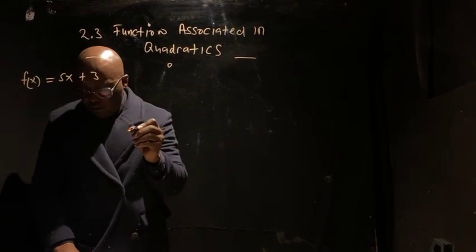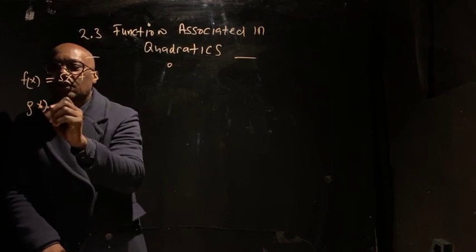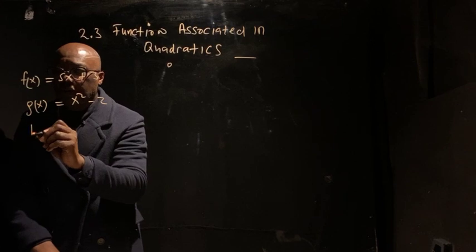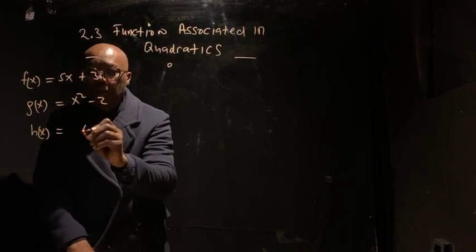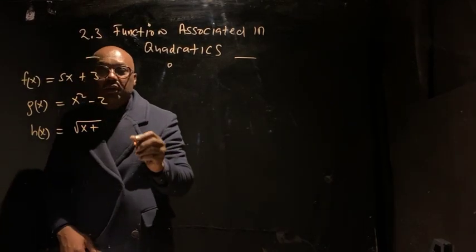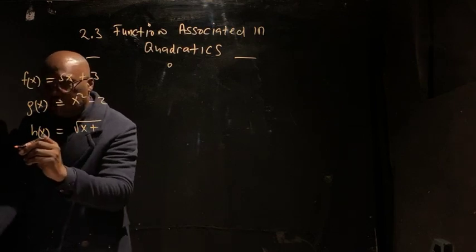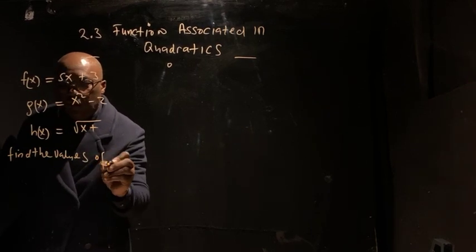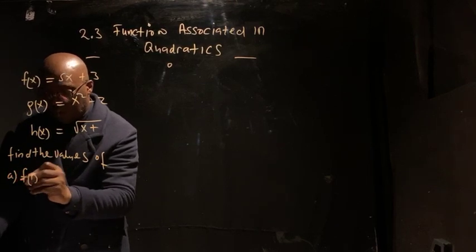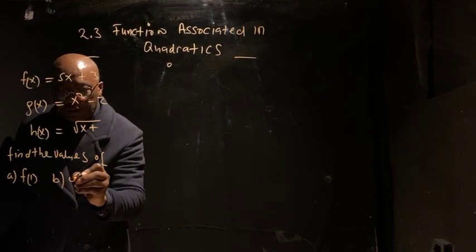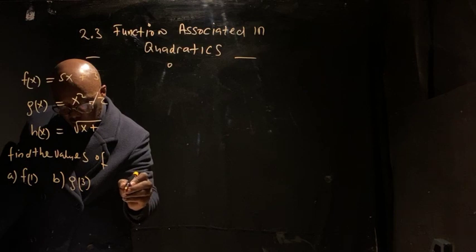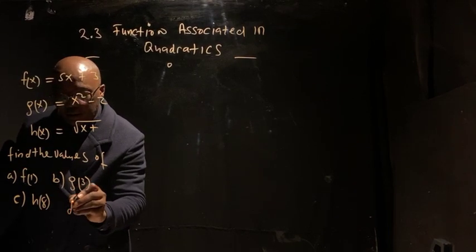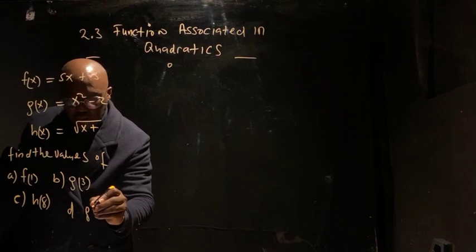plus 3, and you have g of x equals x squared minus 2. You have h of x equals the square root of x plus 1, and you are requested to find the values of f of 1, (a), g of 3, (b), h of 8, (c), and g of root 2, (d).